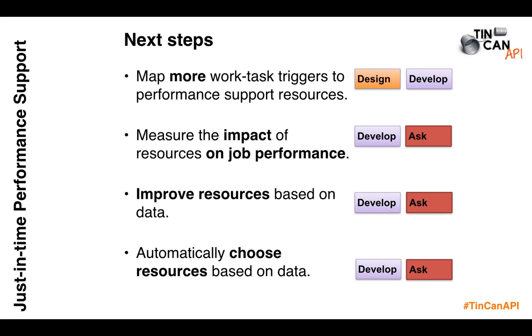And again, if we take it even further, we can begin automatically mapping resources based on data. We can see, well, this particular resource had a really big positive impact on job performance, so we're going to promote this a little bit more. This other resource, well, actually that made job performance worse. So we won't promote that one, and maybe that gets flagged up to be improved. So you can start to automatically choose those resources. Again, that's very much a next step. You don't want to be doing that in your initial pilot, but that's the goal. That's where you're going with this.